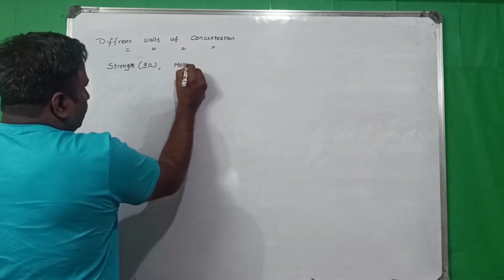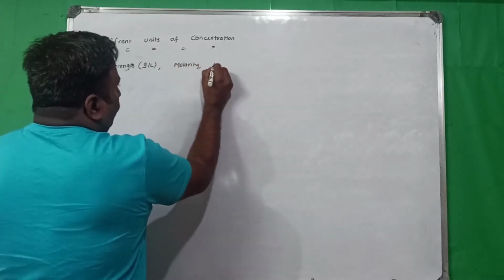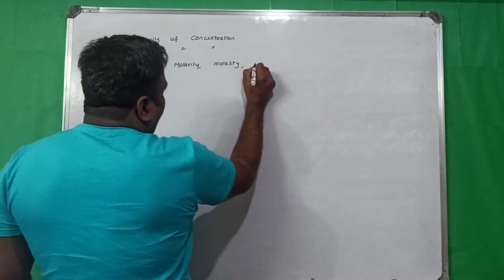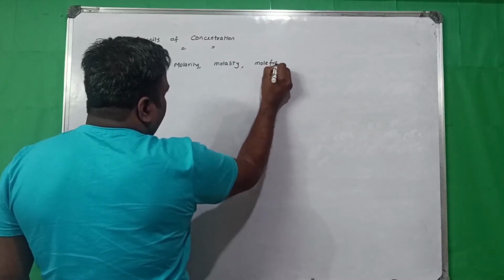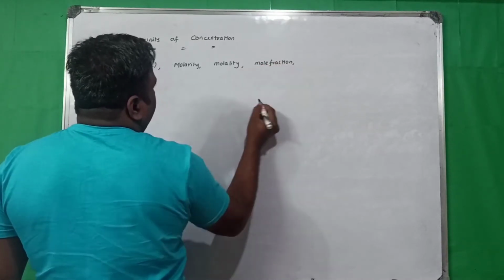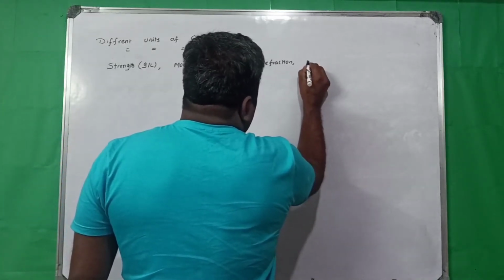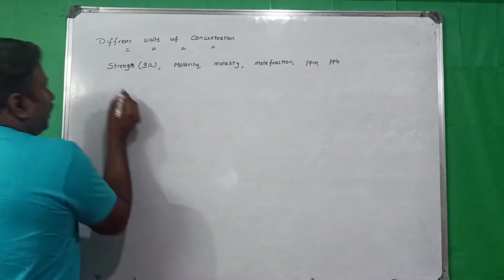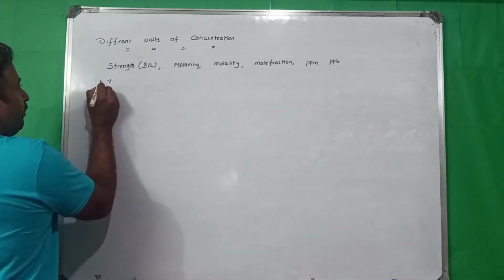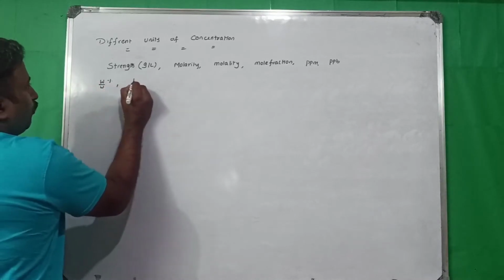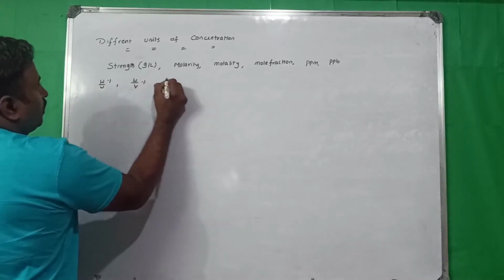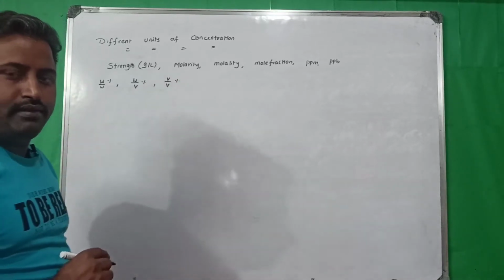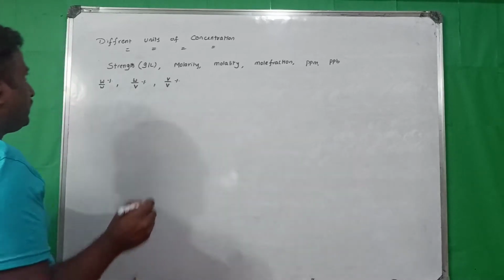molarity, mole fraction, parts per million, parts per billion, and percentage: weight by weight, weight by volume percentage, volume upon volume percentage. These are the different units of concentration. Now let us start with strength.